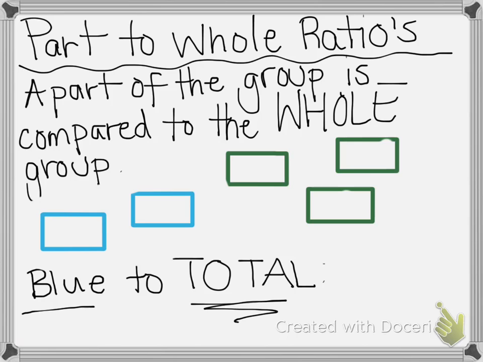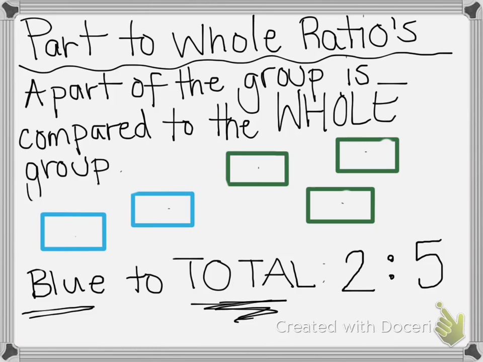The other type of ratio that we have is a part-to-whole ratio, where a part of the group is being compared to the whole group. So if we look, our question is asking for blue rectangles, there are 2 of, to the total number of rectangles, which is 1, 2, 3, 4, 5. So we have a 2 to 5 ratio.